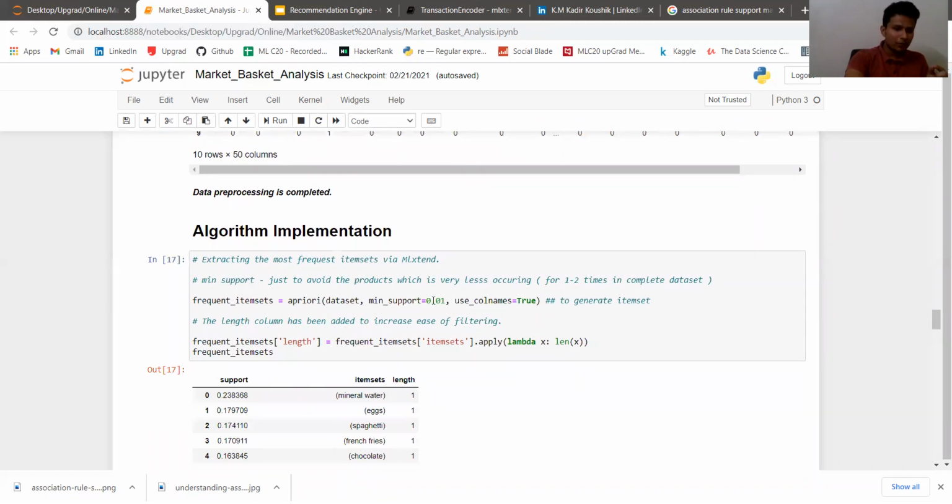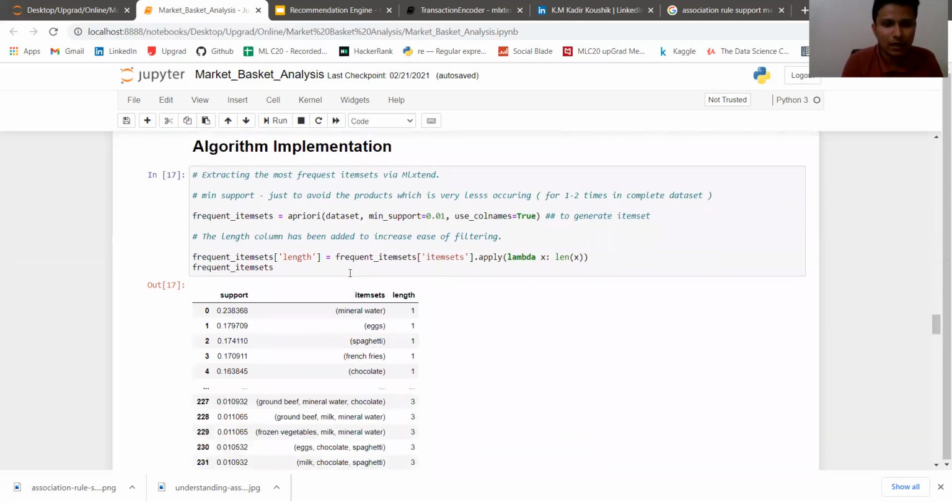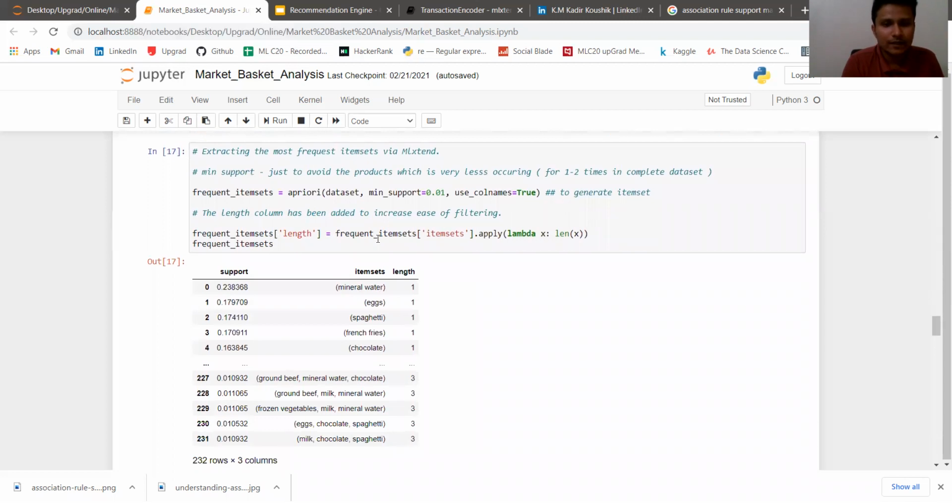Here the minimum support we have kept at 0.01. You see it's a data set of about 7,500, right? So we have to find all those products which have a support value of at least 1%. After that, as I said before, each transaction is considered as a basket. So we also want to find the length of each basket and their support value. I've explained what support means, if you remember, in the beginning of the video.